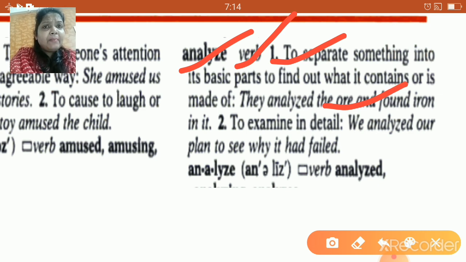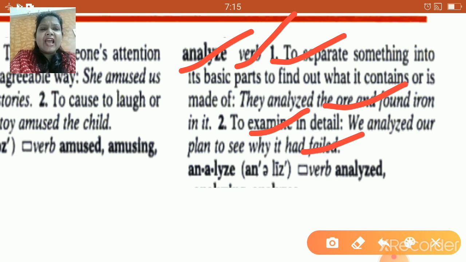Now, what is the second meaning? Yes, the second meaning is to examine in detail. And the sample sentence is, we analyzed our plan to see why it had failed. So here we go. We have done.